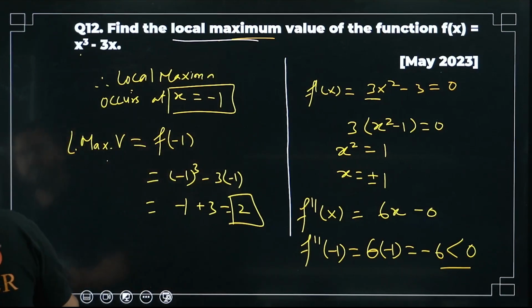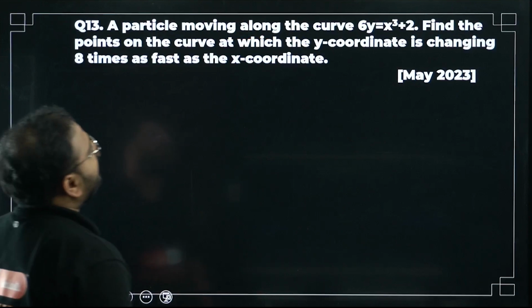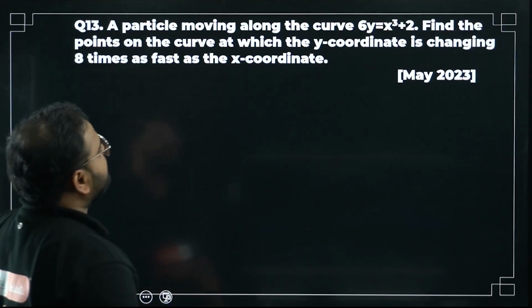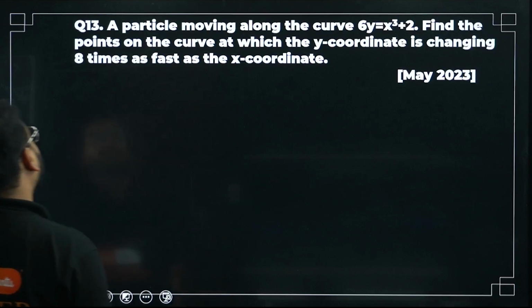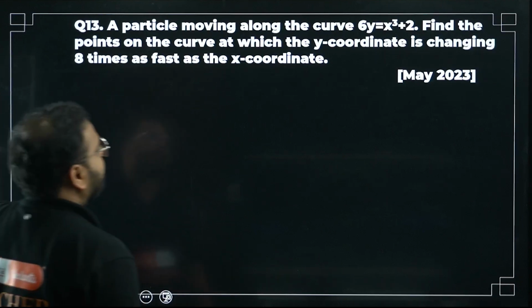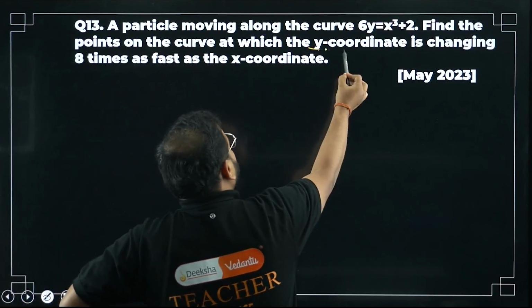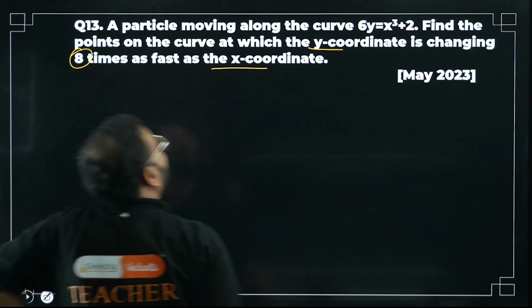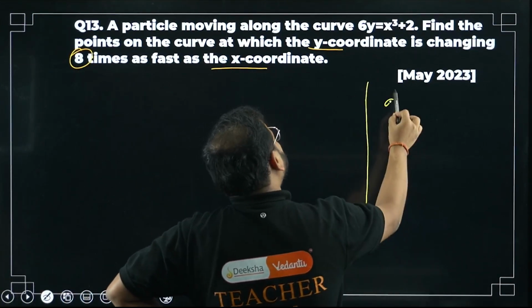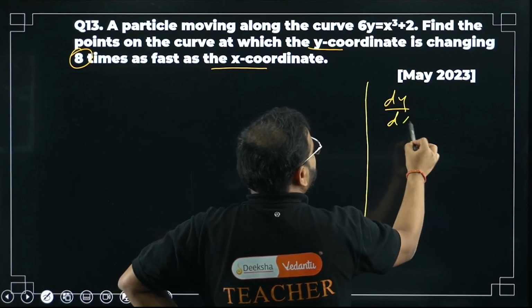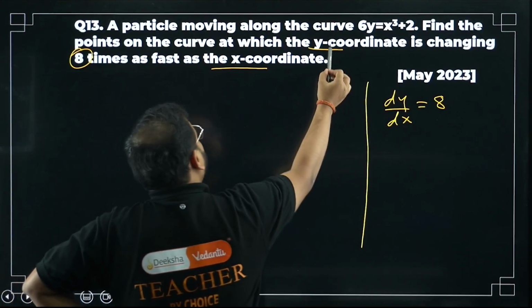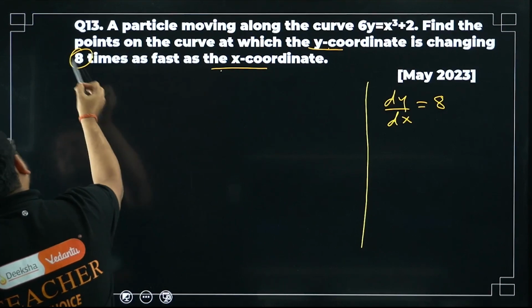Moving on to question number 13. A particle moving along the curve. Find the point on the curve at which the y coordinate is changing 8 times. Change of y with x is given as 8. What does that mean, sir? It means dy by dx is given as 8. Please check. Change of y with x is given as 8.